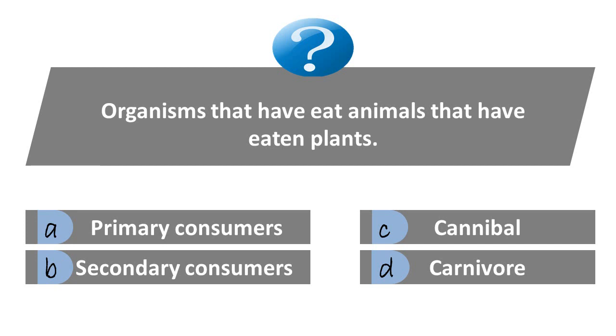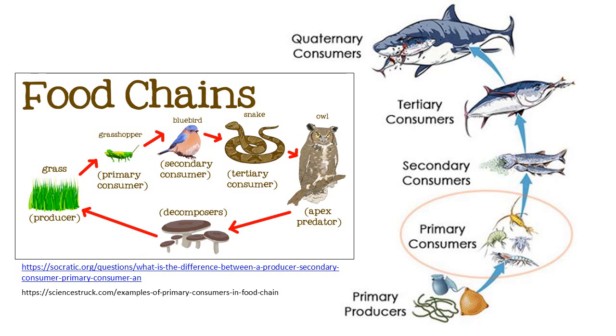The correct answer is letter B. Secondary consumers. So, secondary consumers, ito yung tawag sa mga hayop na kumain ng hayop, na yung kinain niyang hayop ay kumain ng halaman. Ayan. So, meron tayong food chain.